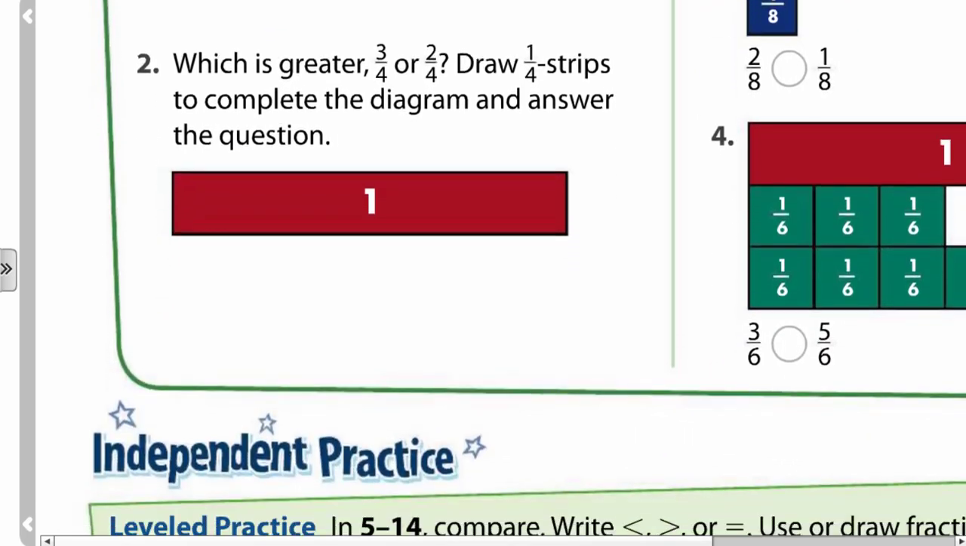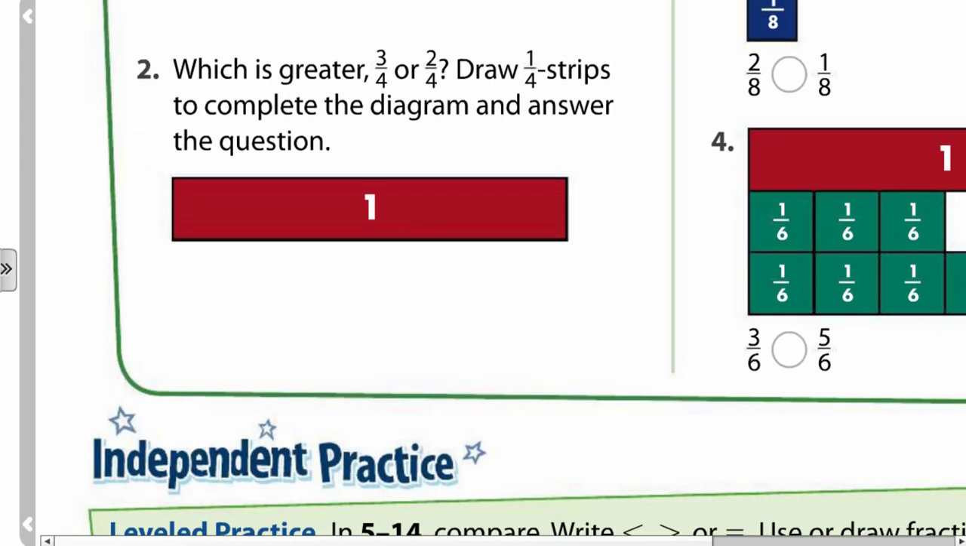In this question, which is greater, 3/4 or 2/4? Draw 1/4 strips to complete the diagram and answer the question. So we need to draw 1/4 strips. How many strips for 3/4? 3. And how many strips for 2/4? Of course 2. So let's see how we can start.